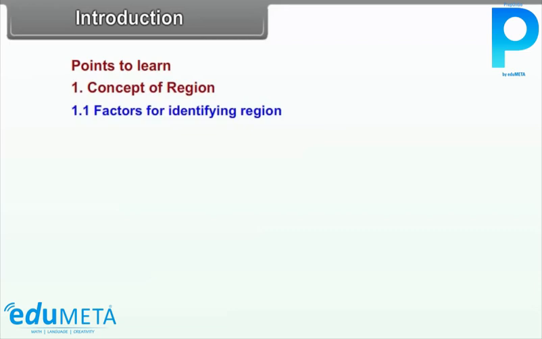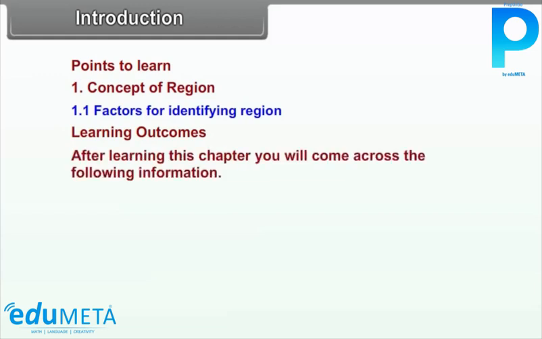Standard 9, Geography, Chapter 1, Concept of Region. Points to learn. Concept of region. 1. Factors for identifying region. Learning outcomes. After learning this chapter, you will come across the following information.